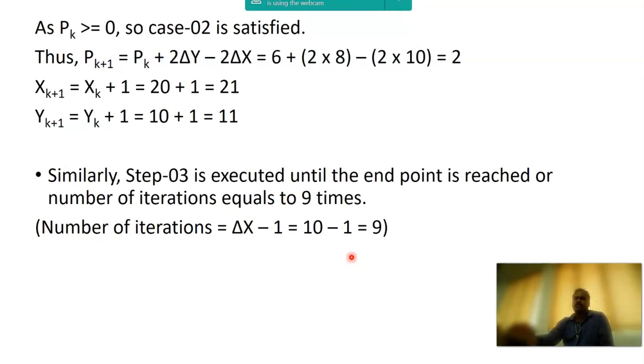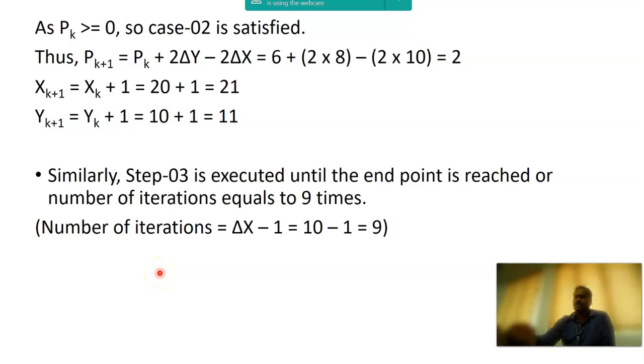As the initial value is more than 0, case 2 is satisfied. That is, pk plus 1 equals pk plus 2 del y minus 2 del x, which is equal to 6 plus 16 minus 20. 22 minus 20, we get 2. That means we have to increase the y value. The x value is always increasing. So the y value we have to increase from 10 to 11. If pk is less than 0, we have to stay back in yk itself. Similarly, step 3 is executed until the endpoint is reached or the number of iterations equals 9.